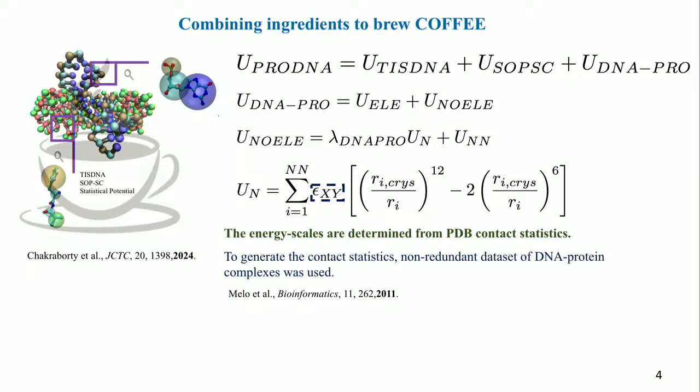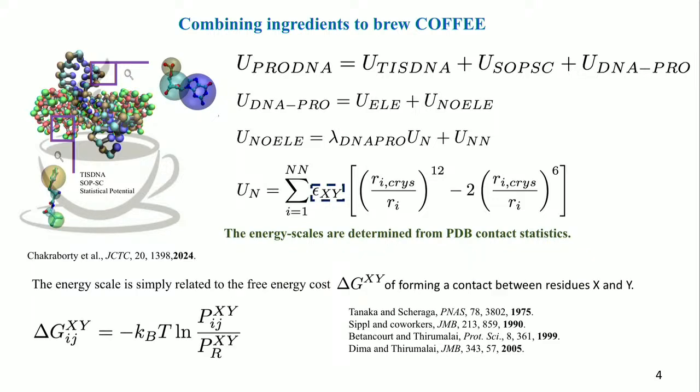We counted the number of times each of the different residues formed contact, and we chose a certain cutoff distance to define a contact. And once you do that, the energy scale basically becomes the free energy cost of forming a contact between residues X and Y, which you can write in this way. So P_ij^xy is the probability of contact formation between beads X and Y. This X could be either a phosphate, a sugar, or a nucleobase bead, and Y could be either a C-alpha or a side chain, and i, j is basically the type of nucleotide and amino acid involved. So i could be any of A, T, G, C, and j could be any of the 20 amino acids.